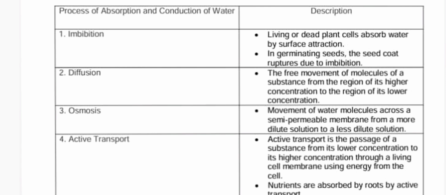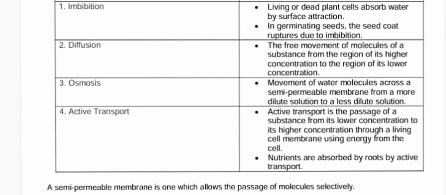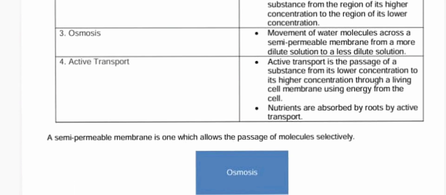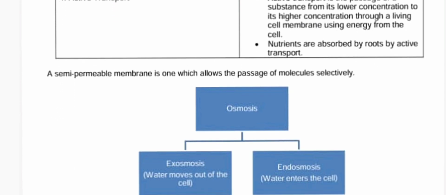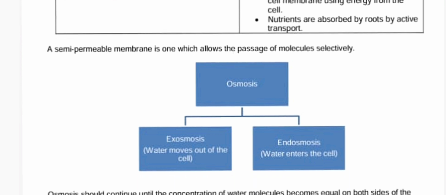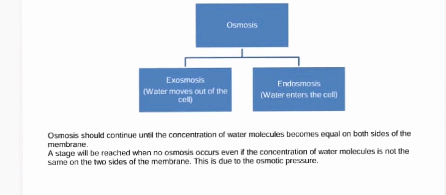Diffusion is the free movement of molecules from a region of higher concentration to its lower concentration. Osmosis is the movement of water across a semi-permeable membrane from more dilute to less dilute. Active transport is the passage of substance from lower concentration to higher concentration across a membrane. A semi-permeable membrane allows the passage of molecules.